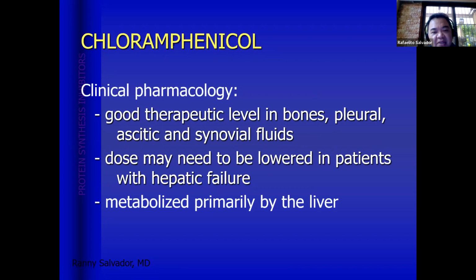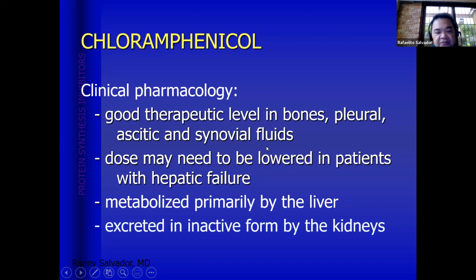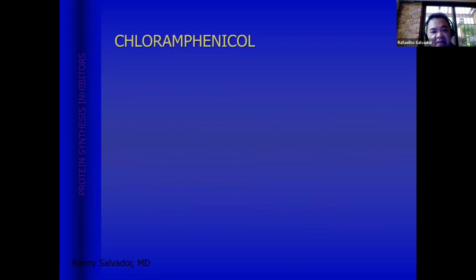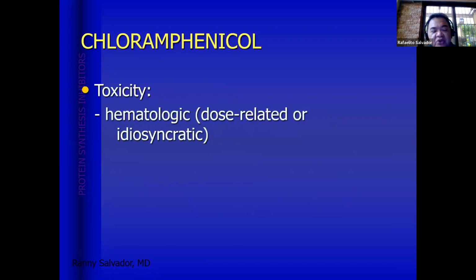The dose may need to be lowered in patients with hepatic failure because it is metabolized primarily by the liver. So if there is a hepatic problem, you have to adjust. And it is excreted in the inactive form by the kidneys. So toxicity was the main problem of chloramphenicol, because in Caucasians it was more common, in Asians less so, but eventually it was no longer popular because of the other drugs.